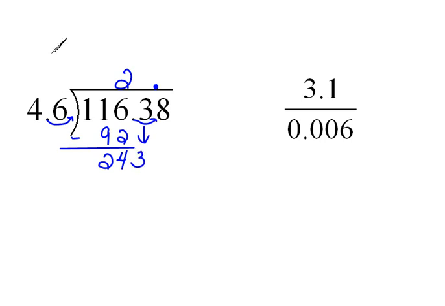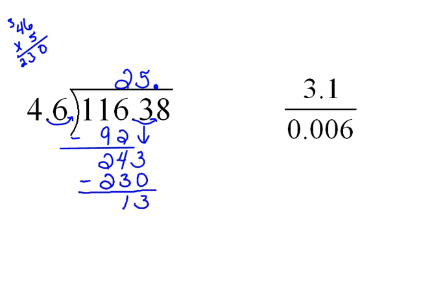Now you may have to come out to the side and say, I don't know how many times 46 would go into 24, so you may have to come out and say, well, let's see, 46 times 5, what is that? That would be 230. So I'll bet 46 will go into 243 5 times, which is 230. And when we subtract, we would have 13. Drop our next digit and begin again.